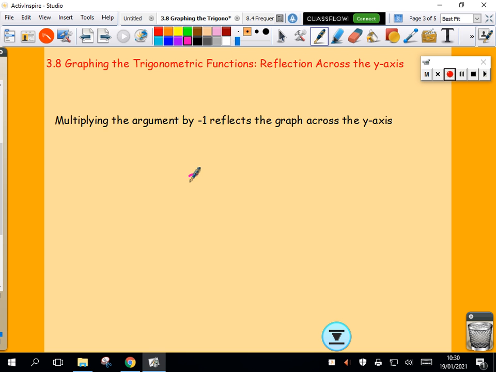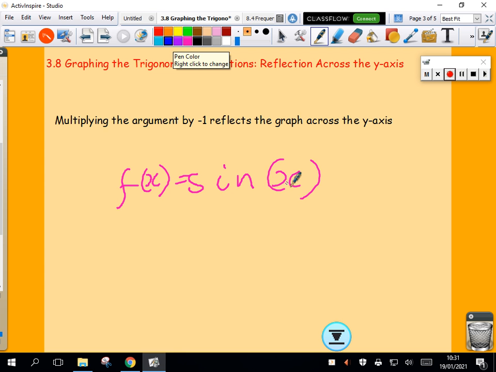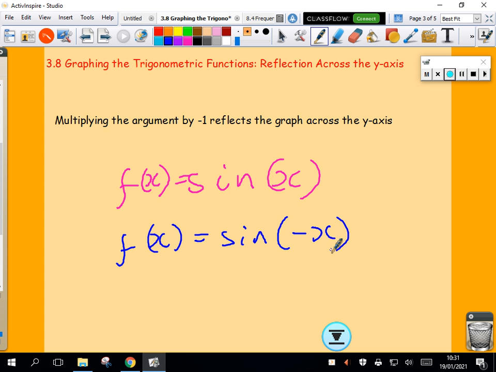So suppose I have a function, f of x equals sine of x. Well, if we take a -1 and multiply it by that argument, to make it f of x equals sine of -x, that's going to reflect the graph across the y-axis.